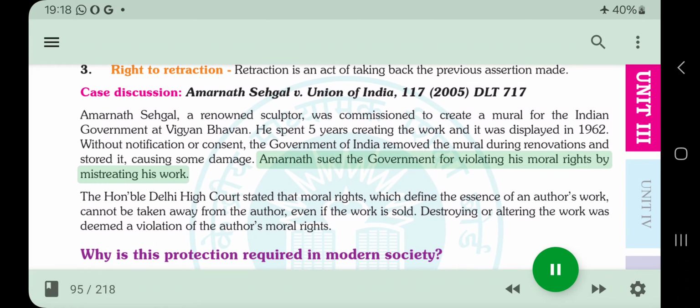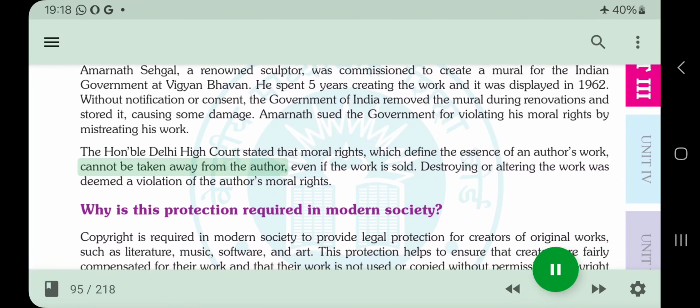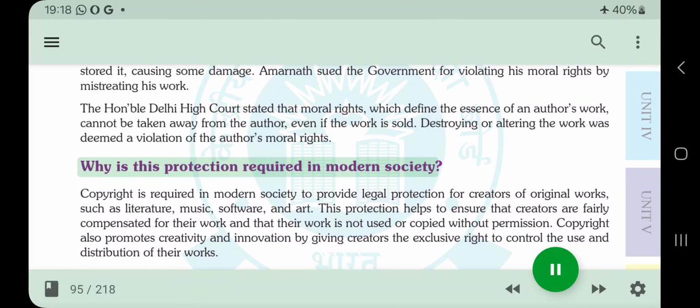Amarnath sued the government for violating his moral rights by mistreating his work. The Honorable Delhi High Court stated that moral rights, which define the essence of an author's work, cannot be taken away from the author, even if the work is sold. Destroying or altering the work was deemed a violation of the author's moral rights. Why is this protection required in modern society?